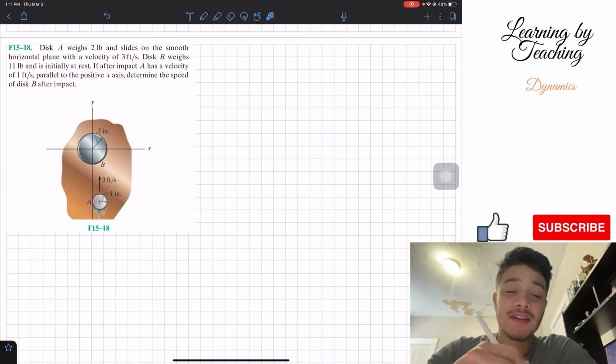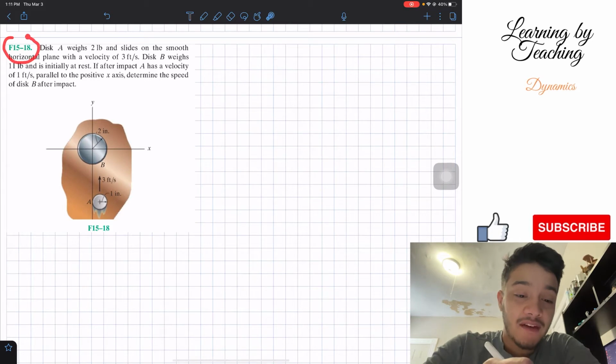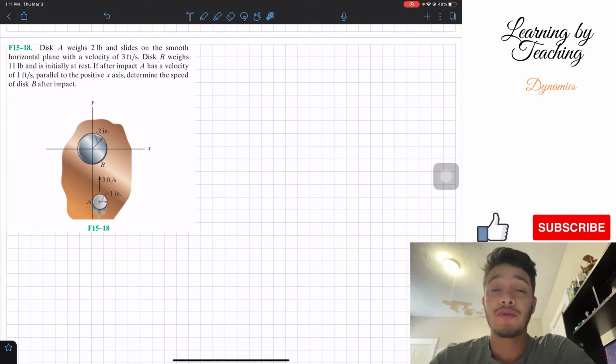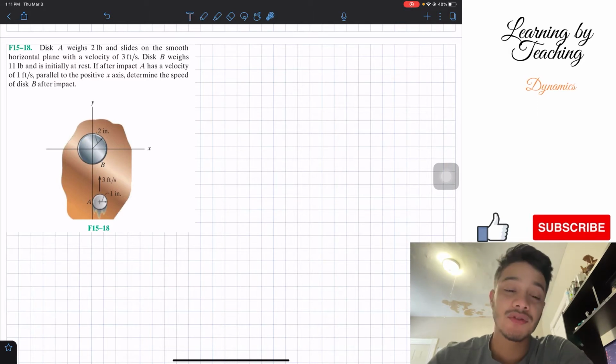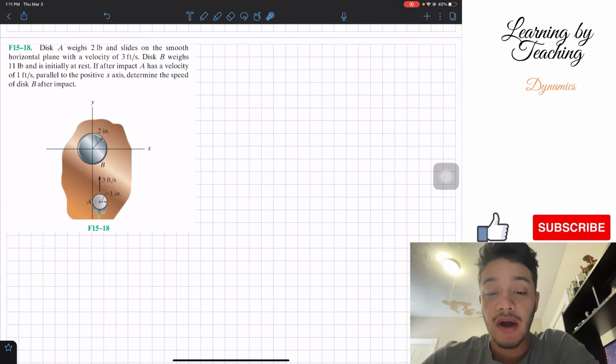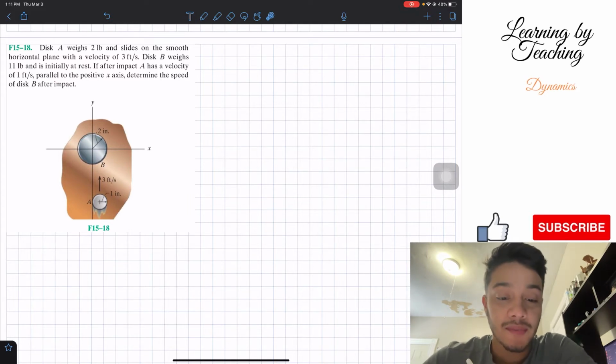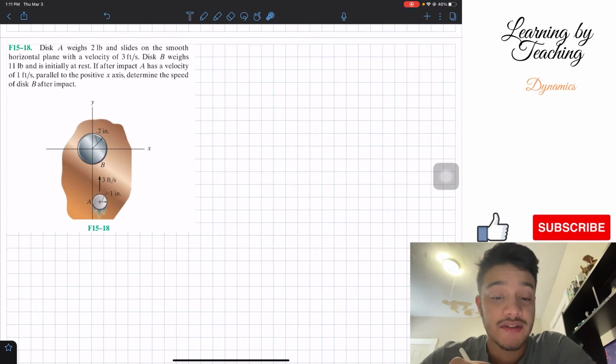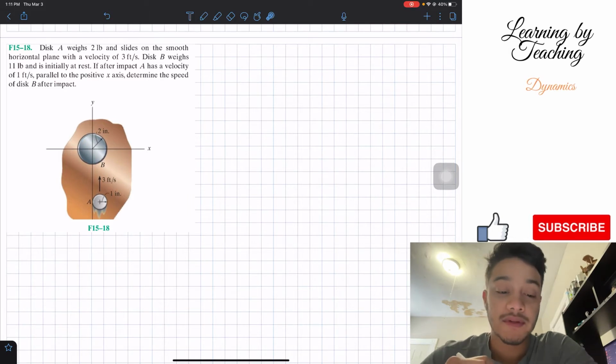Today we're in dynamics and we're going to solve problem F15-18, and this is from the 12th edition of the book. Someone put it down in the comments, so I'm just going to answer this question. It says disc A weighs 2 pounds and slides on the smooth horizontal plane with a velocity of 3 feet per second. Disc B weighs 11 pounds and is initially at rest. If after the impact A has a velocity of 1 feet per second parallel to the positive x-axis, determine the speed of disc B after the impact.